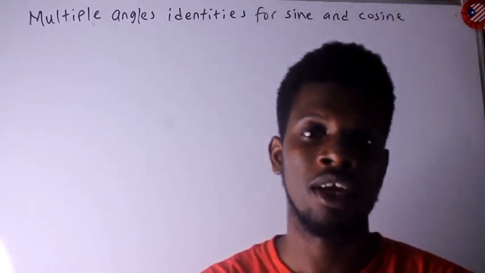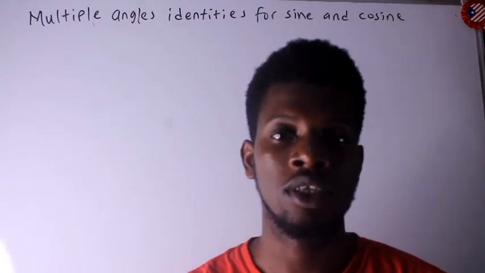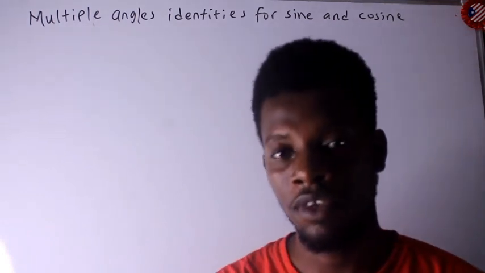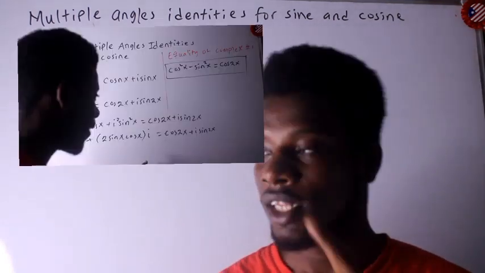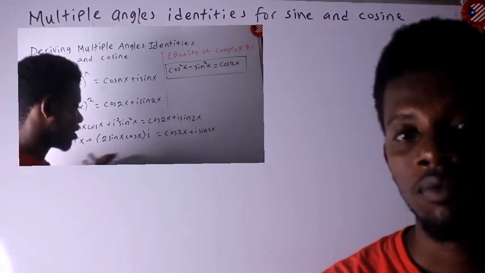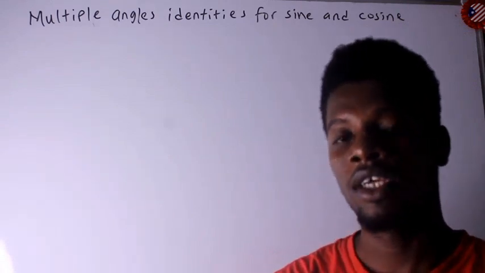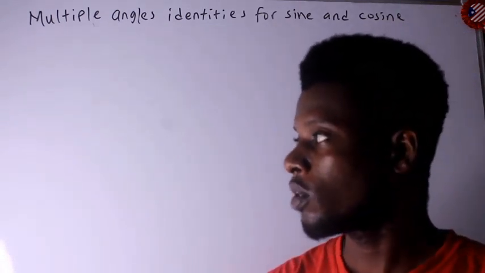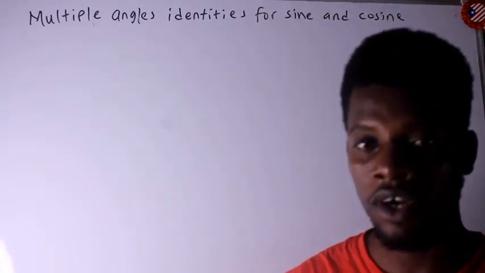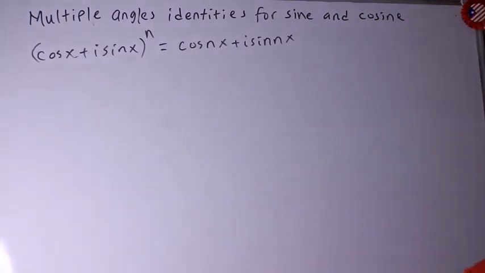We derived sine 2x and cos 2x using complex numbers in our previous videos, and if you haven't seen that video, check it out. Today we want to derive sine 3x, sine 4x, and so on using complex numbers. So let's begin with De Moivre's theorem. This is De Moivre's theorem for raising a complex number to a power n.